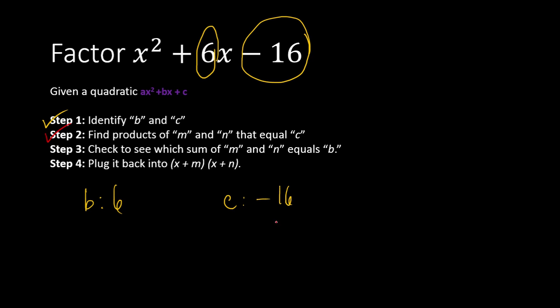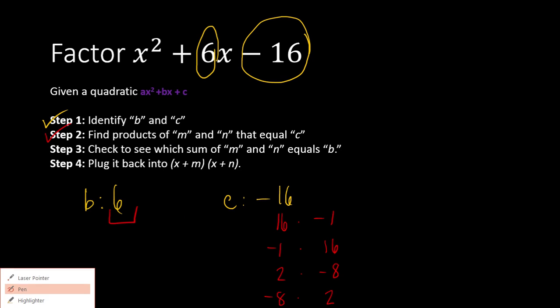So just start listing them, just as before. 16 times negative 1, negative 1 times 16, 2 times negative 8, negative 8 times 2, and 4 times negative 4. And there's no need to rewrite negative 4 times 4. Those are the same numbers. Again, since order doesn't matter, this is kind of redundant to write that last set of terms. Okay, so we go through and we double check, and we ask ourselves, when I sum these pairs together, which one will give me 6 as a result?